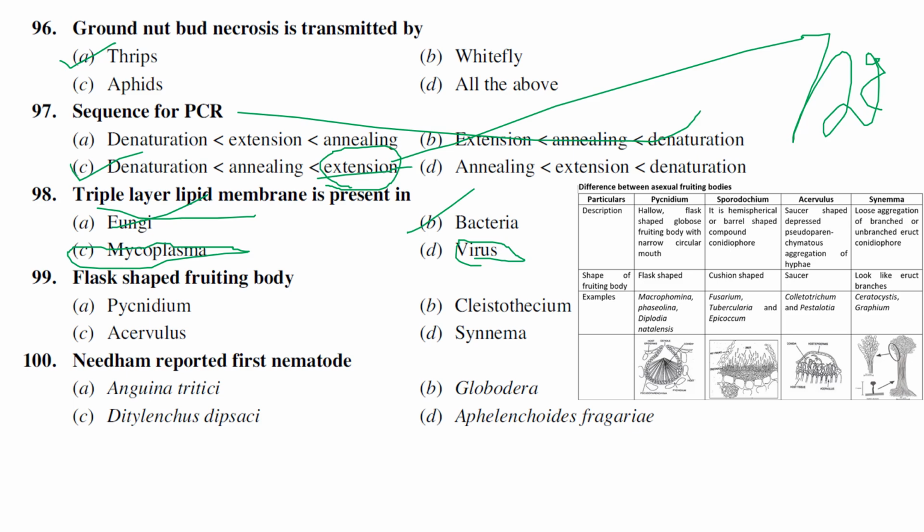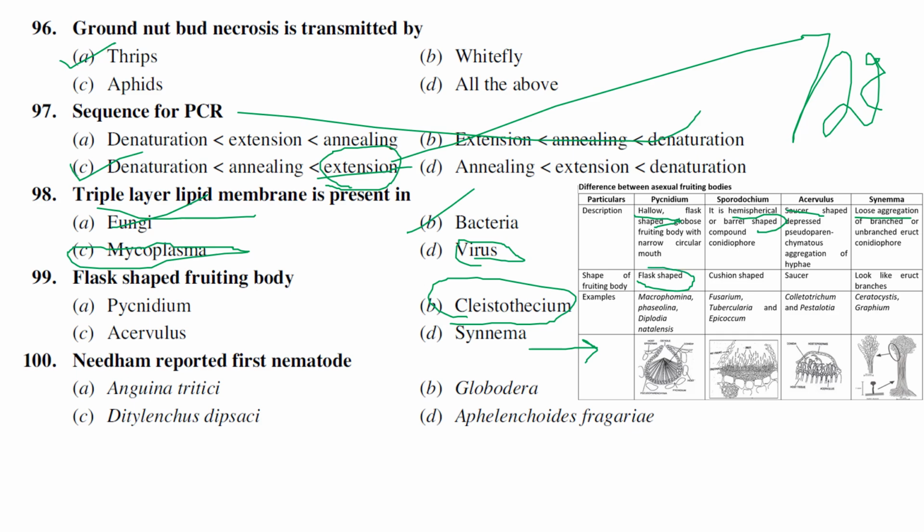So the next one is a flask shaped fruiting body is produced by Pycnidium. Flask shaped asexual fruiting body, you can also consider as asexual fruiting body. Pycnidium, Acervulus, Coremium, Cleistothecium. Cleistothecium is generally a sexual fruiting body. Forget about it. It is completely closed, right? So Pycnidium, Acervulus, Coremium. To understand this, we'll see here. Pycnidium, hollow flask shaped. Sporodochium, hemispherical barrel shaped. Acervulus, saucer shaped. Coremium, long aggregation of conidiophores, along with the answers have been given.